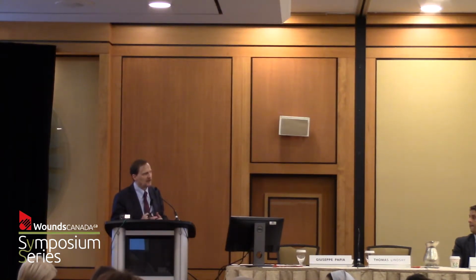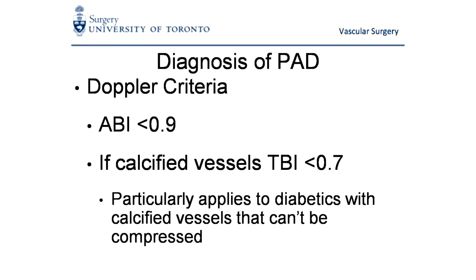So once you've made a clinical diagnosis, what are the Doppler criteria? Everybody's heard you should do an ABI on these patients. Frankly, ABI, even in Ontario, is poorly reimbursed and poorly done as a general rule. The ABI is the highest ankle pressure over the highest arm pressure, and the definition of PAD in many studies is an ABI less than 0.9. The problem with that is that in your diabetic patients, people are going to tell you that they're calcified.